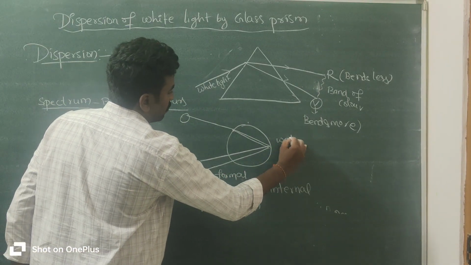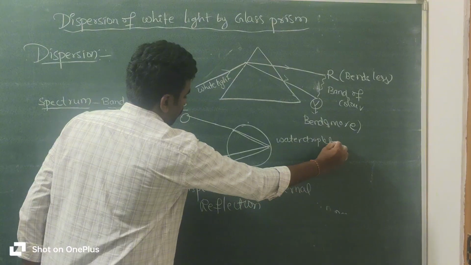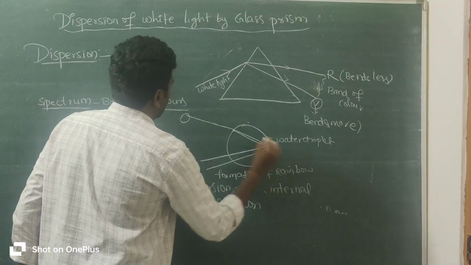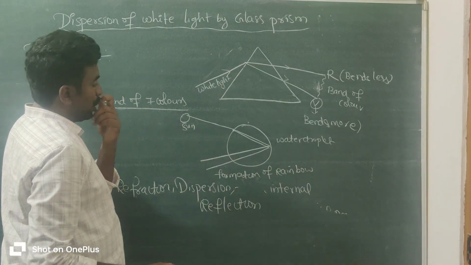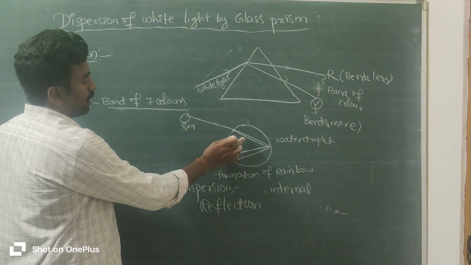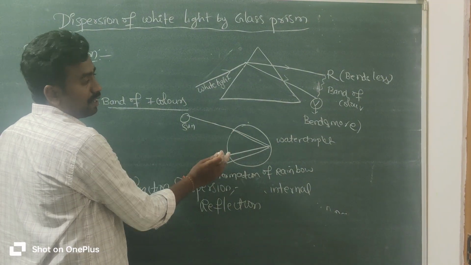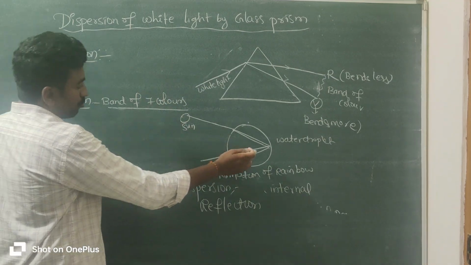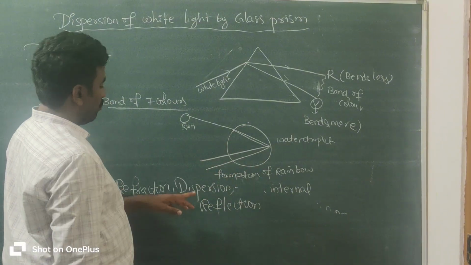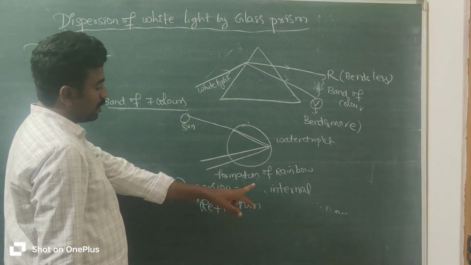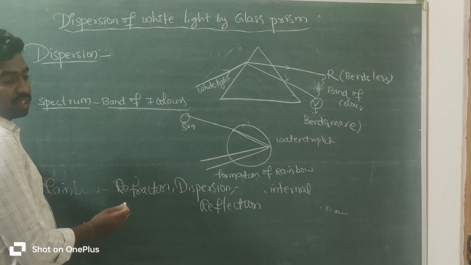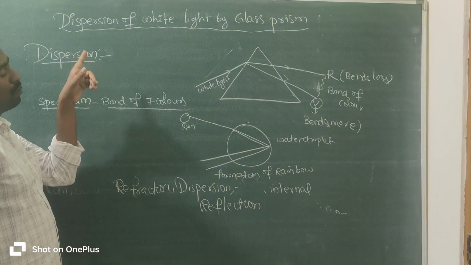This is a water droplet. Formation of rainbow. Once again, when sun rays fall on the water droplet, there is a refraction because of the difference in medium, and white light passes through the water droplet. The water droplet acts as a prism and splits the light. Splitting of light is called dispersion of light, and coming back, internal reflection. First refraction, then dispersion, again internal reflection. This is the process of formation of rainbow. Formation of rainbow is also an example of dispersion of light.